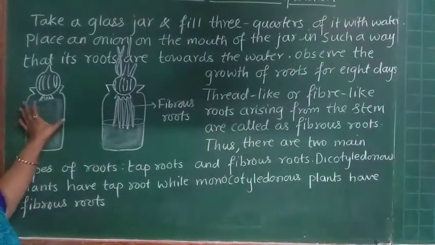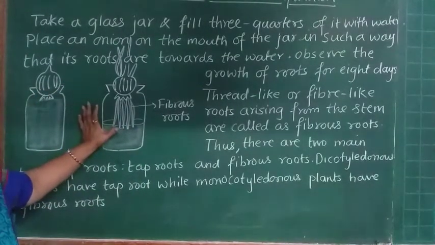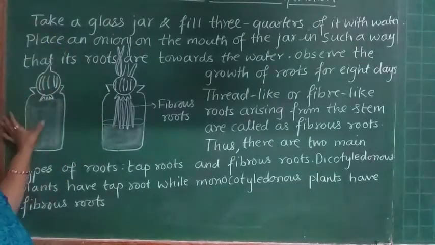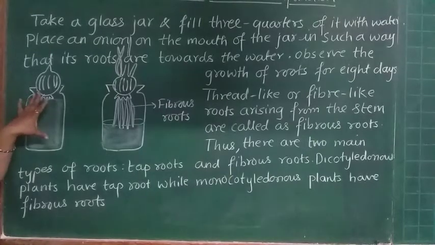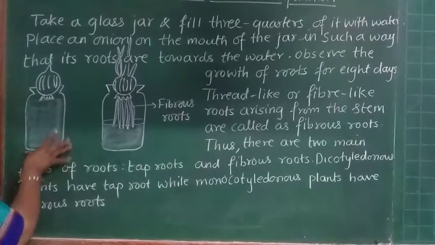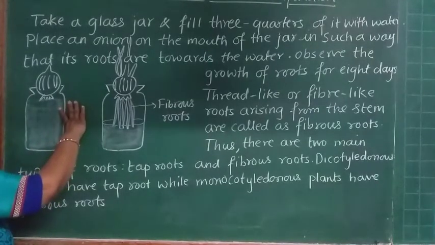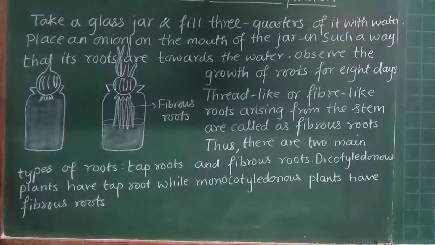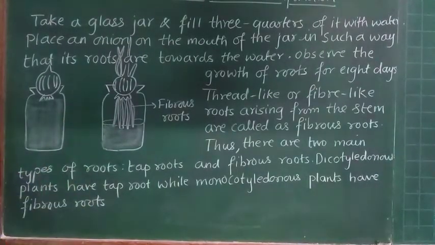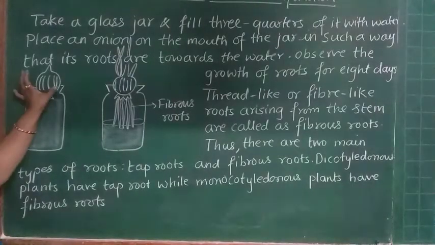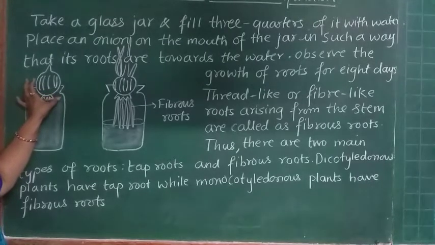Once again, I will explain the activity. What you have to do? You have to take a glass jar. You fill 3/4 of it with water. How much do you have to fill? You have to fill 3/4 of it with water, and you place an onion at the mouth of the jar.